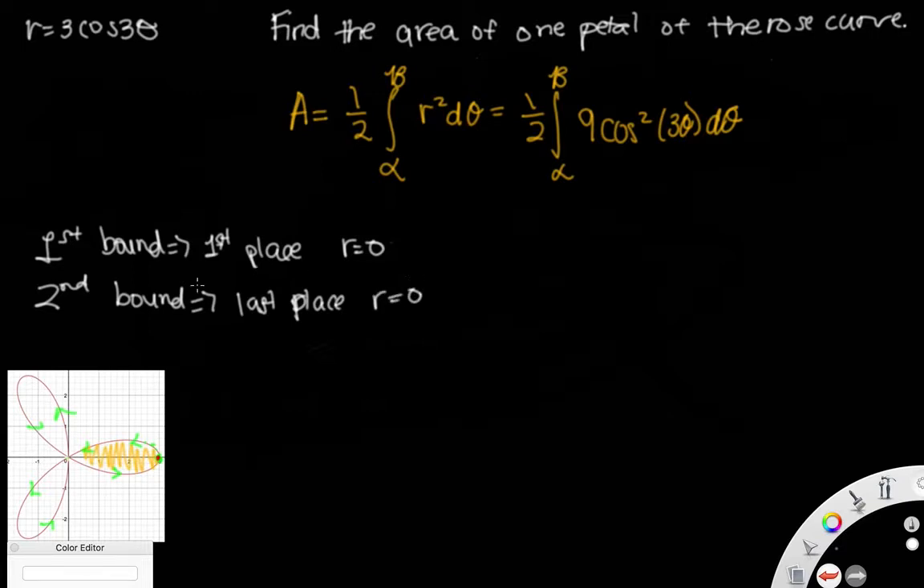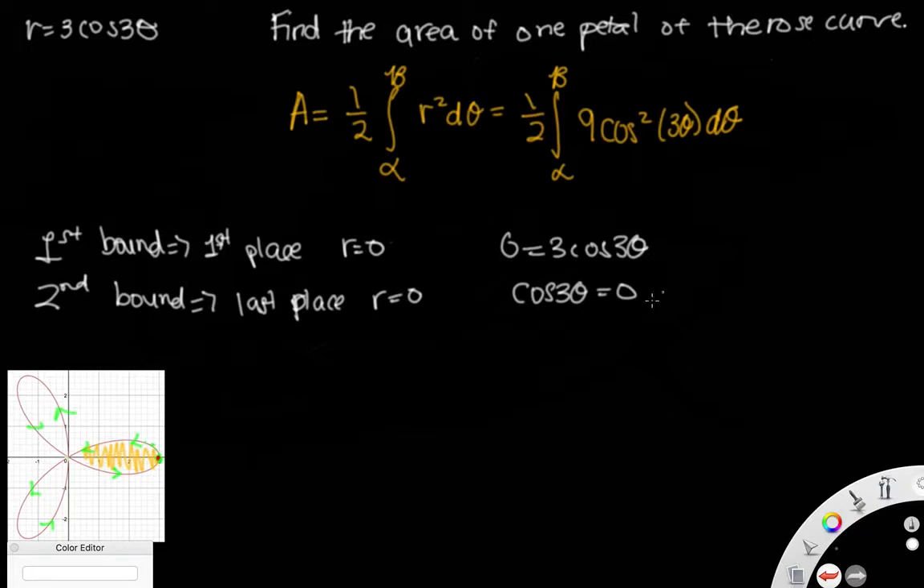So now we kind of know generally where our boundary points are going to be. And since we know that r equals 0, really we can just plug this into our equation. So if we solve for theta, 0 equals 3 cosine of 3 theta, and just solve for theta. So cosine of 3 theta equals 0, because you can just divide by 3 and it's still 0.